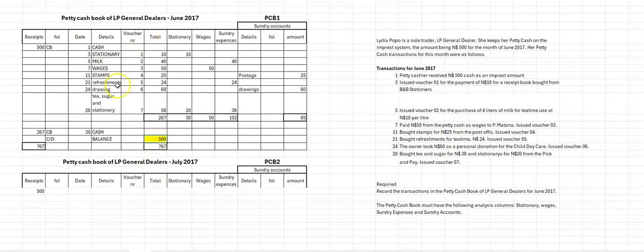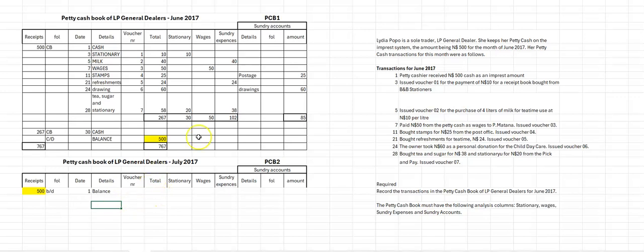Okay, so this amount and this amount is the same. Our folio would be brought down, and our date would be the first of the month. Our details would be balance, which means our petty cash started with $500 for that month. Okay, so that is how we do a petty cash closing off.